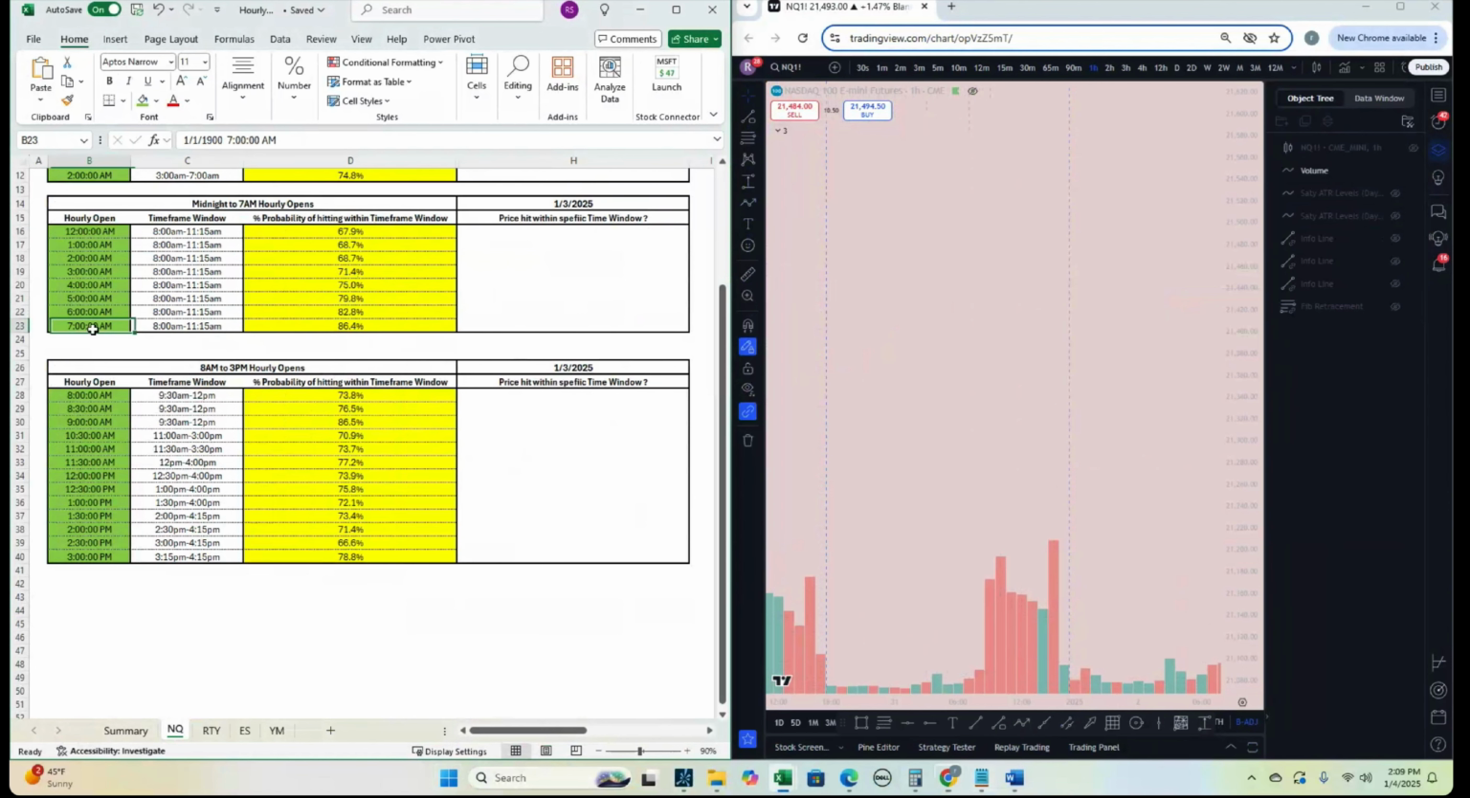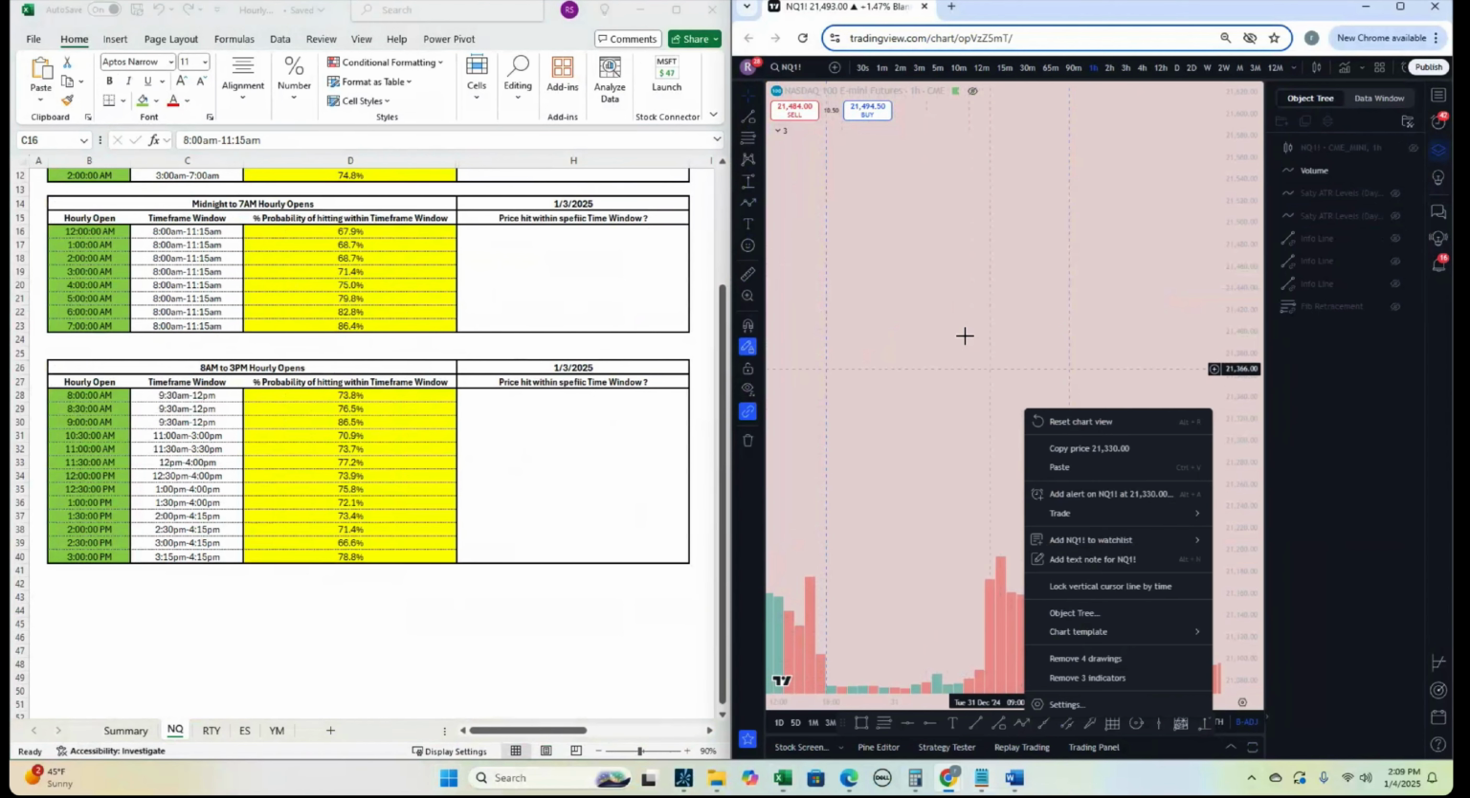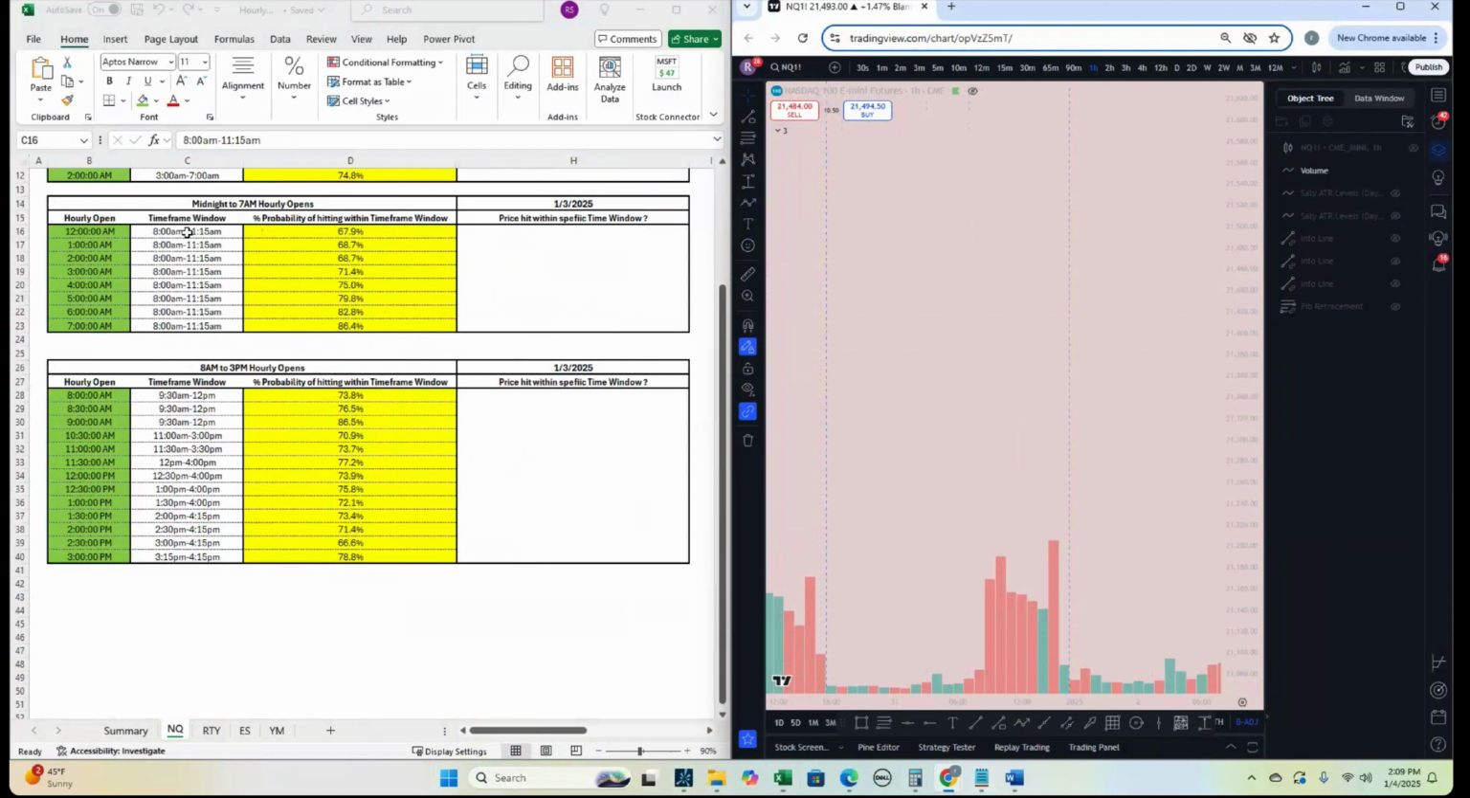One of the reasons why is because typically the 7 a.m. open is a lot closer to the 8 a.m. open than midnight. But still, at a 67 to 68% clip, we hit the midnight open between 8 a.m. and 11:15. And this is over like the last 1,000 sessions. So this data is a little bit more in depth than even the data with SPX.